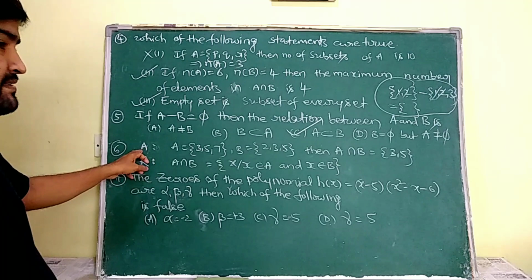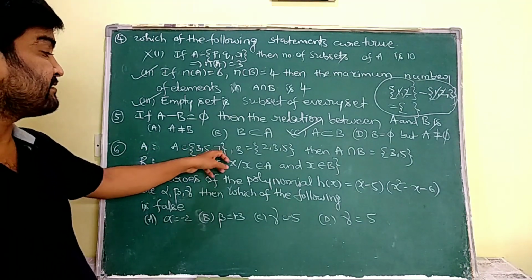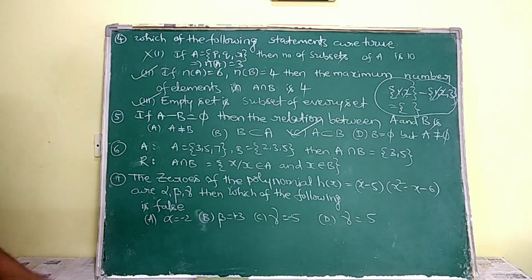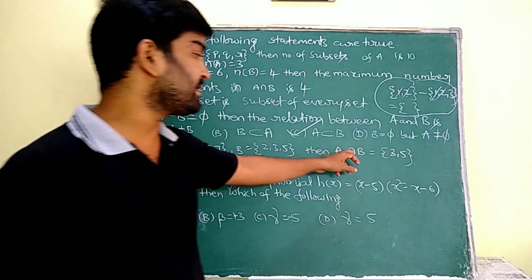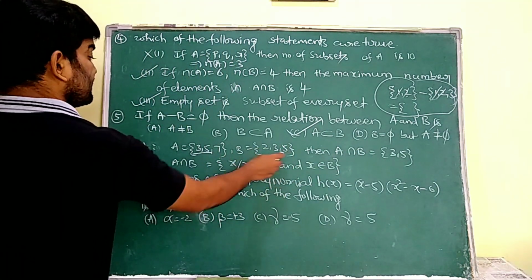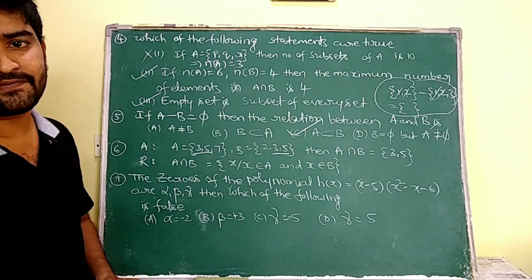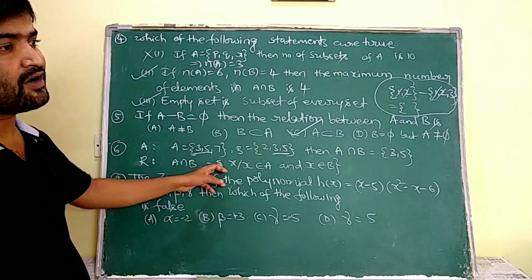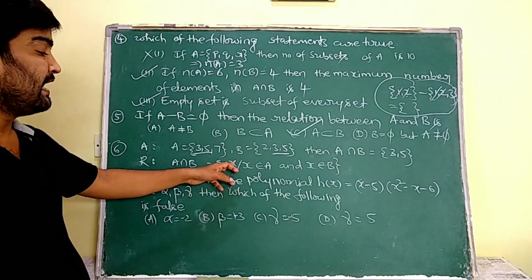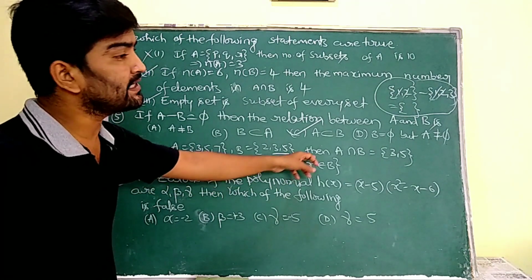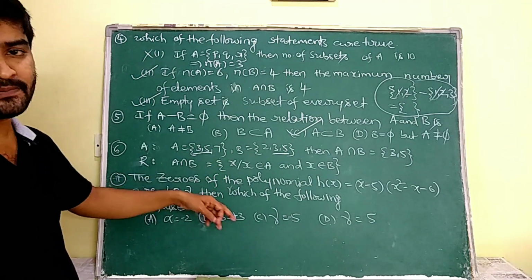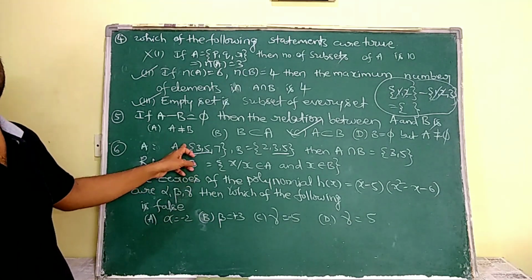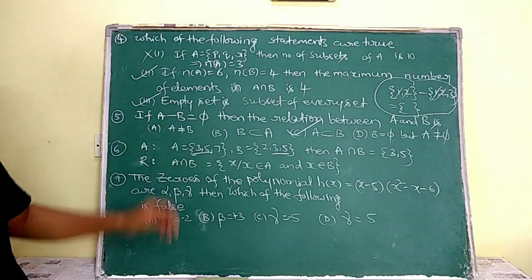See, here the assertion: A is equal to {3, 5, 7}, B is equal to {2, 3, 5}. We know that intersection means we have to write all the common elements into a new set. So A intersection B is equal to the common elements 3, 5. So A intersection B is equal to {3, 5}. That's right. Next, the reason: A intersection B means the set of all elements x such that x belongs to A and x belongs to B. If that x belongs to both A and B, then only that comes under A intersection B. So this is the correct reason for this assertion. So the first option is correct.